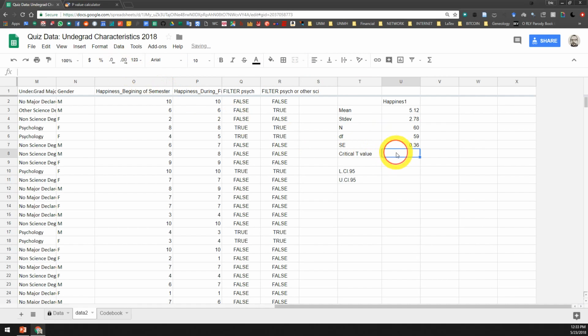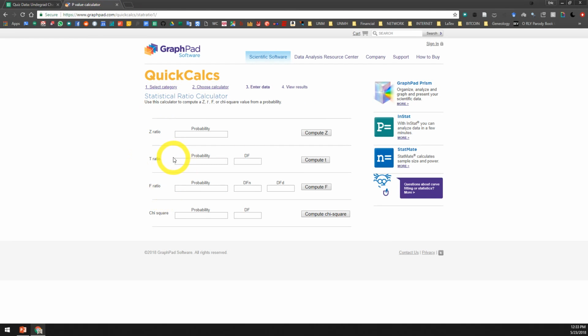So now we need to get this critical t-value. We have the number of degrees of freedom. We know that our confidence interval is a proportion of 0.95, or a 95% confidence interval. So we're going to go to the link, and it's going to link to this page. And again, this is what we used earlier. We were calculating a z ratio based on a probability. Now we want to use the t ratio, and we don't want to use the f ratio or the chi-squared.